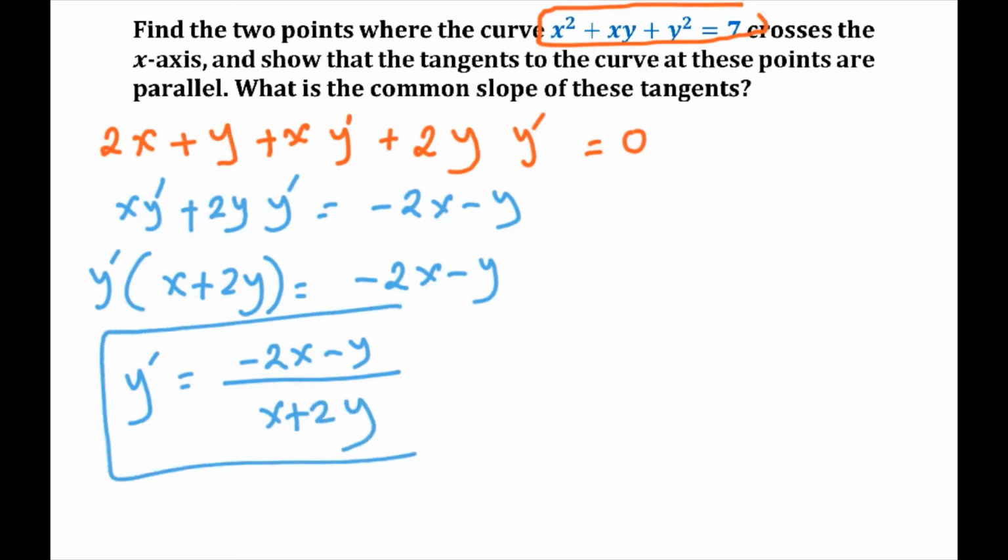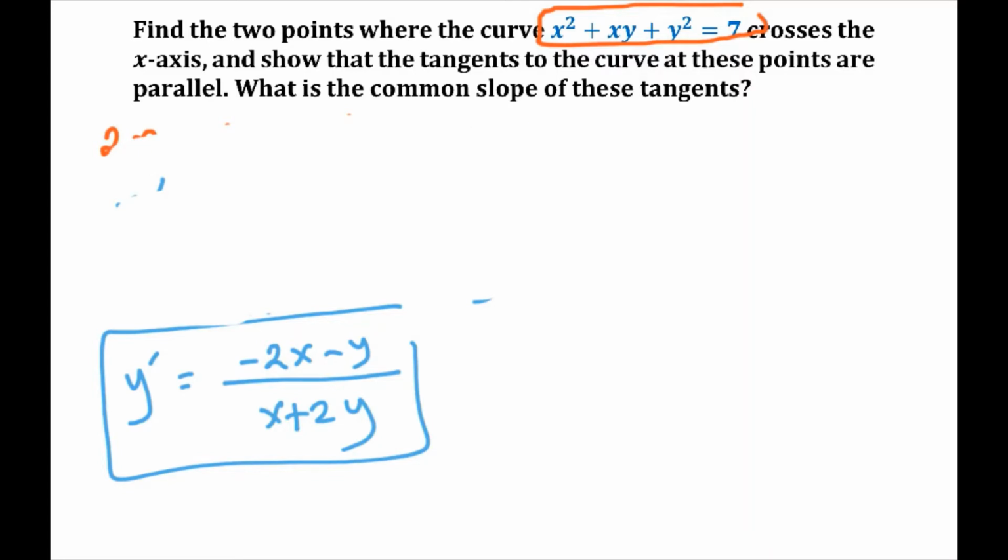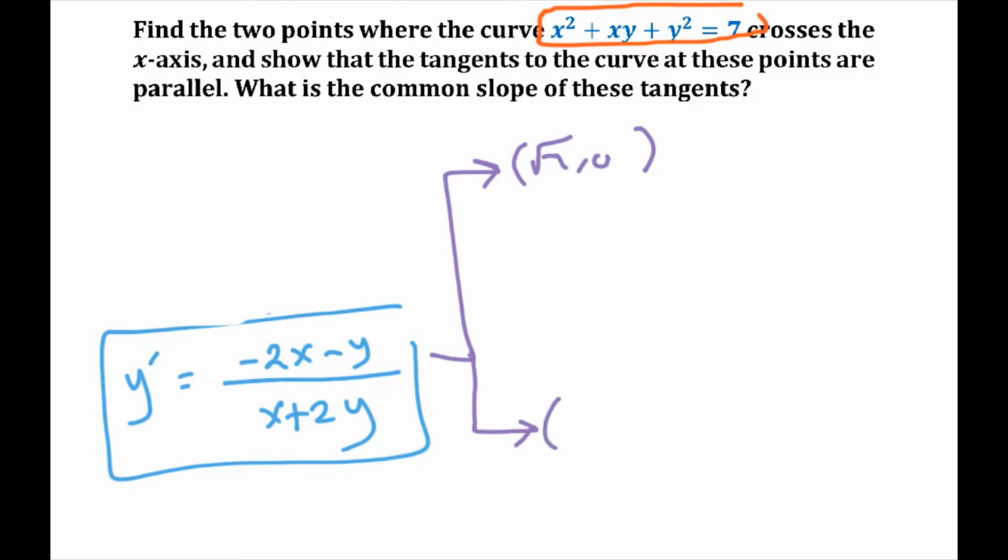That's the slope or the equation. Now what we are going to do, I'm going to substitute the intercepts here and see if I'm going to get the same slope. So first time I'm going to substitute by square root of 7 and 0. Second time I'm going to use negative square root of 7 and 0.